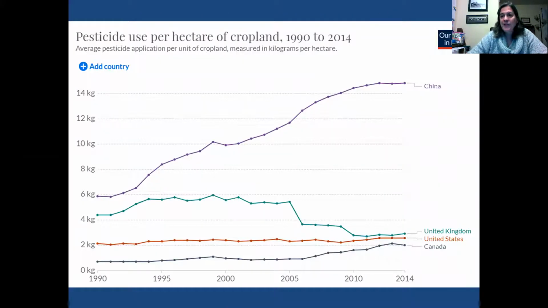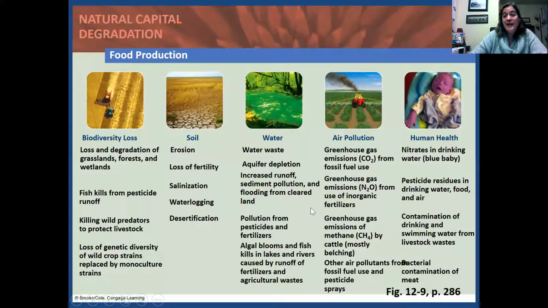So this is the picture that relates back to that graph where it said that China was using a lot of pesticides per hectare. If you look at the United States, since 1990, we've been staying steady. And I think we've been using more of the IPM techniques.